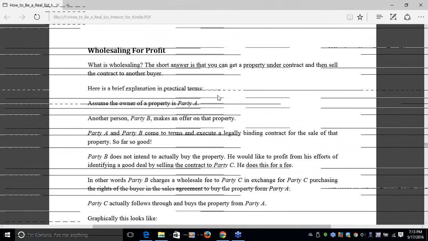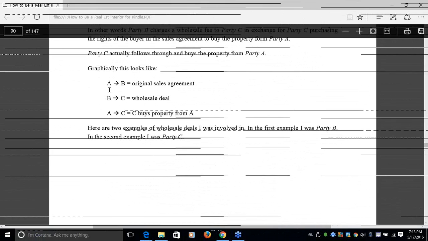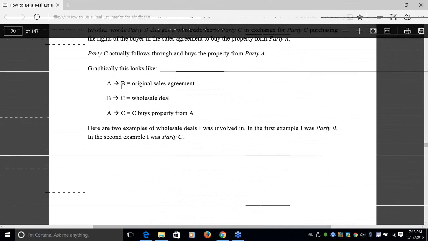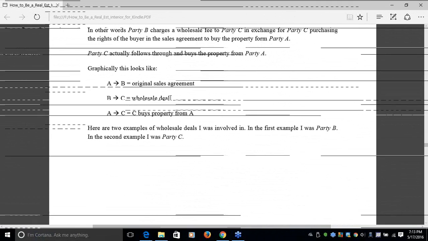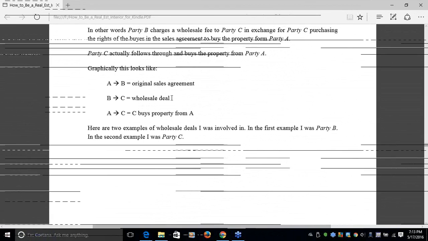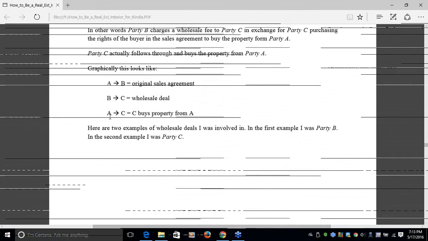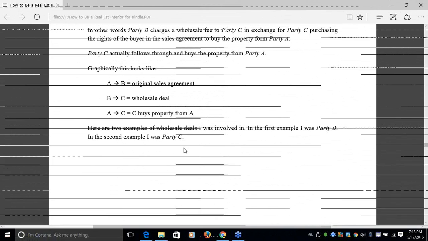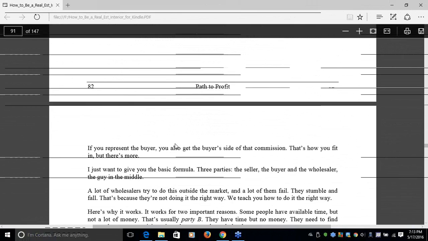All right, so we kind of described that to you. I know you said you have lines on your screen, but here's the basic flow. A with an arrow to B, original sales agreement. B with an arrow to C, which is the wholesale deal, and A to C, ultimately that's the transaction. A sells the property to C. That's the final analysis. That's exactly what happens in wholesaling, all right?